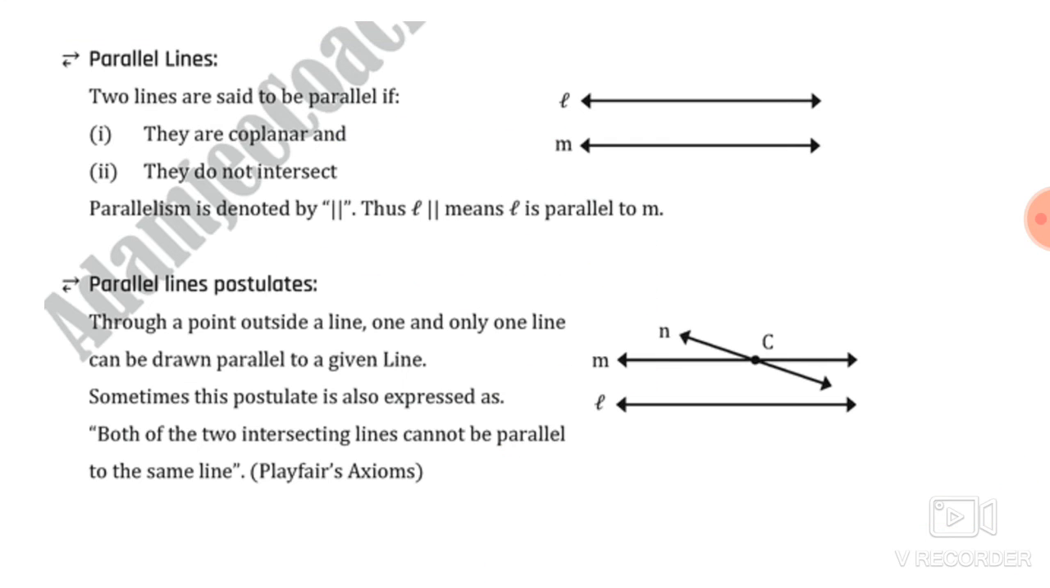This parallel line postulate can also be written as: two intersecting lines cannot both be parallel to the same line. If we have two intersecting lines like this, we cannot have another line which is parallel to both of the intersecting lines. We can have a line that is parallel to any one of them, but we cannot have a line which is parallel to both the intersecting lines. This is called Playfair's axiom.